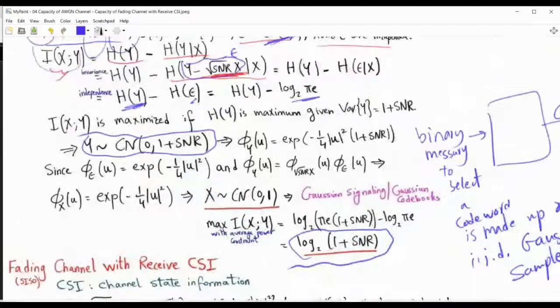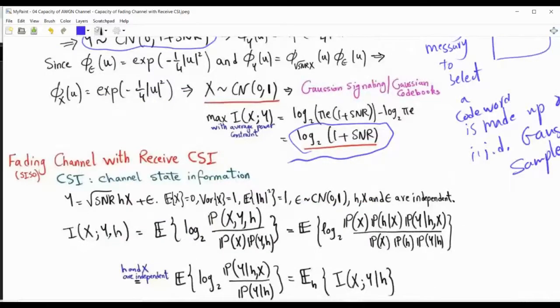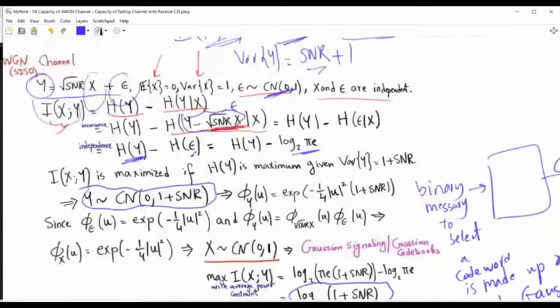Now, what if you have a fading channel with receive CSI? The term CSI means channel state information. For the purpose of this course, if I say receive CSI, it means a scenario in which the receiver knows the channel. Practically speaking, the receiver will estimate the channel as we did in the previous lecture, and then use the estimates to guess the transmitted symbol or code word. So in the case of receive CSI, you can do something like above.